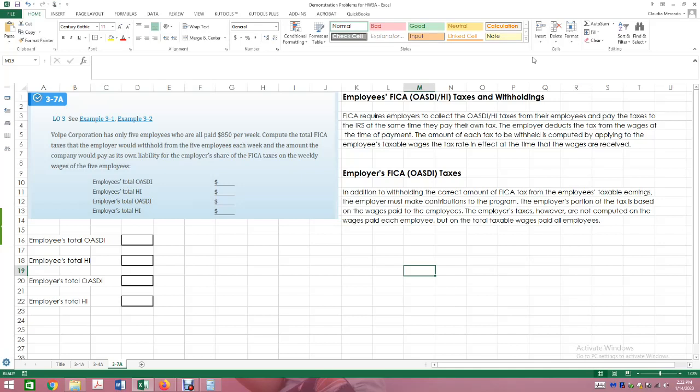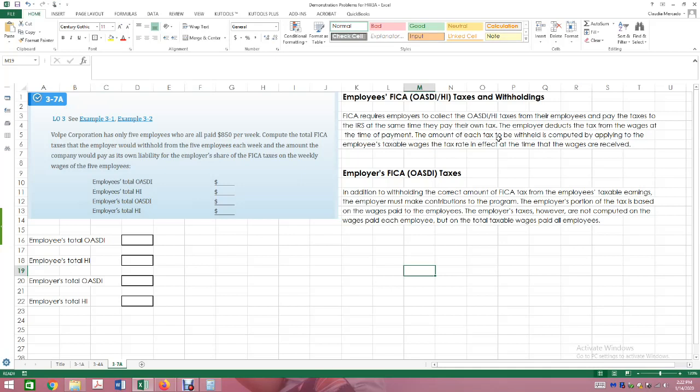Okay. So let's read over the employee's FICA taxes and withholdings. It says, FICA requires employers to collect the OASDI and HI taxes from their employees and pay the taxes to the IRS at the same time they pay their own tax. Okay? So the employer deducts the money from the employee, like I stated previously. They put their portion in, and then they are responsible to submit payments. The employer deducts the tax from the wages at the time of payment. So when they're cutting you a check or making you a direct deposit, they have to make these deductions.